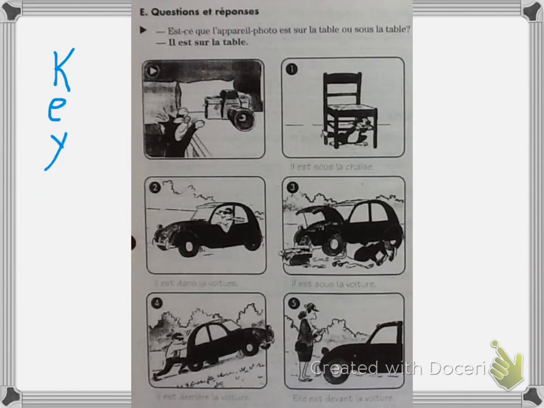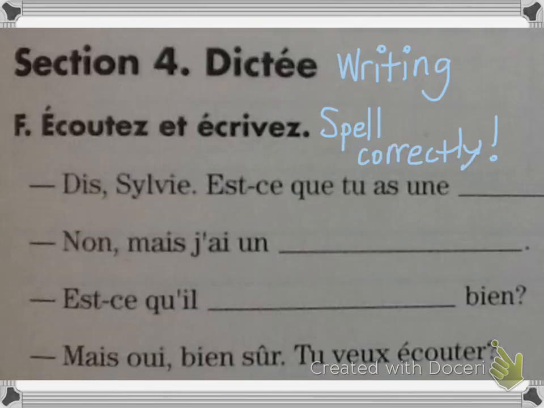Here's the key for that. Section 4. Dictée. F. Écoutez et écrivez. You will hear a short dialogue spoken twice. First, listen carefully to what the people are saying. The second time you hear the dialogue, fill in the missing words.